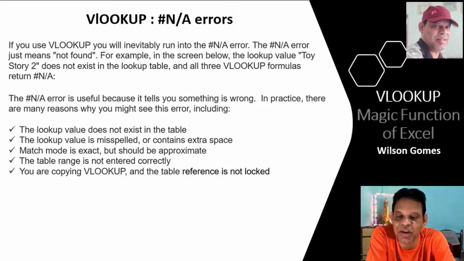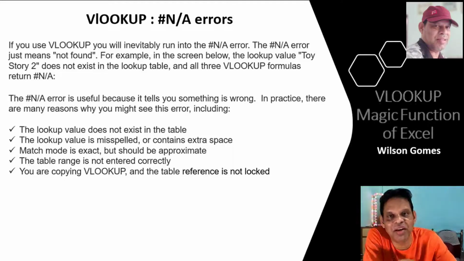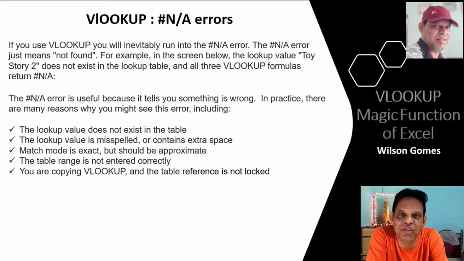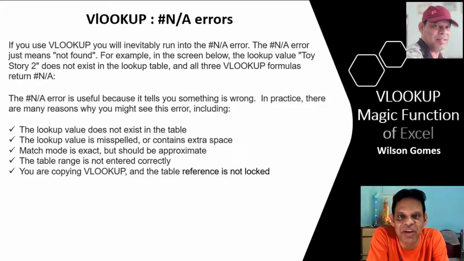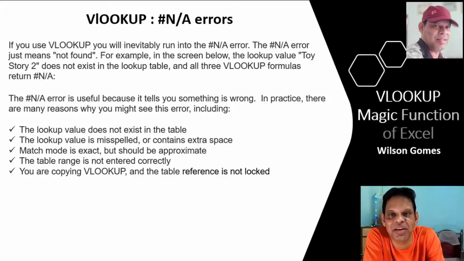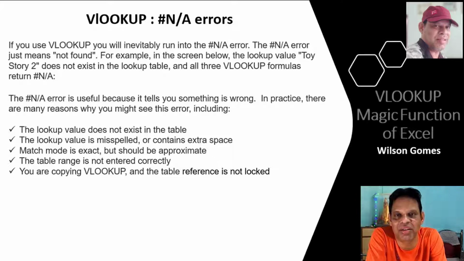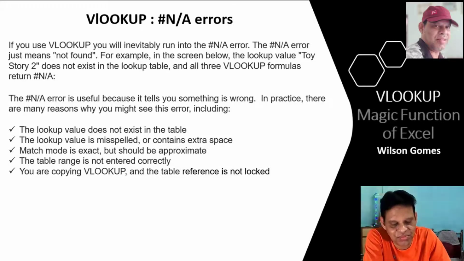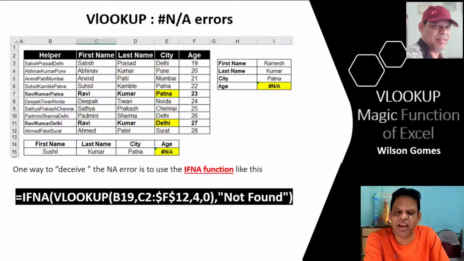And lastly, you are copying VLOOKUP and the table reference is not locked. If you are copying the VLOOKUP formula from one place and pasting it at another cell, that time also you will get either a wrong answer or an NA error. To solve this problem, as we have done earlier, we have to use that dollar symbol. F4, we have given in that example in the last session. Here is the example I have given.